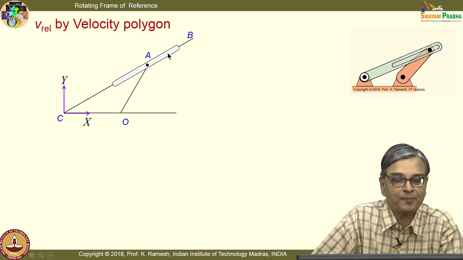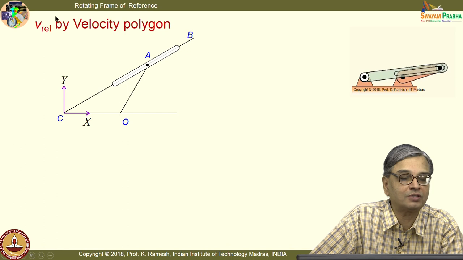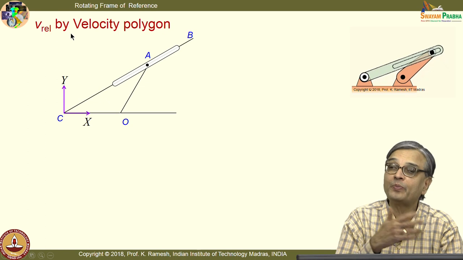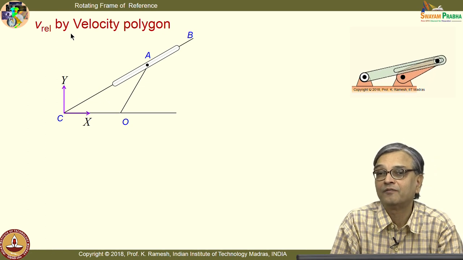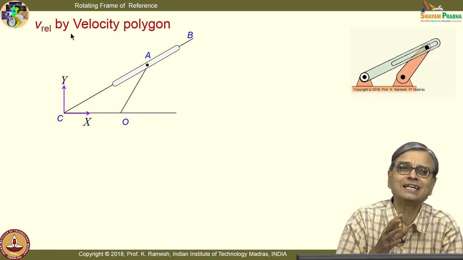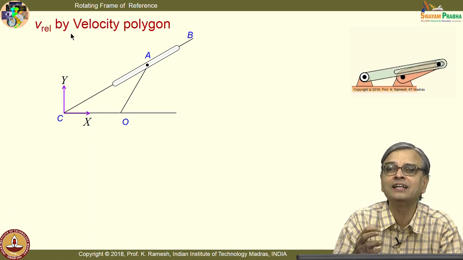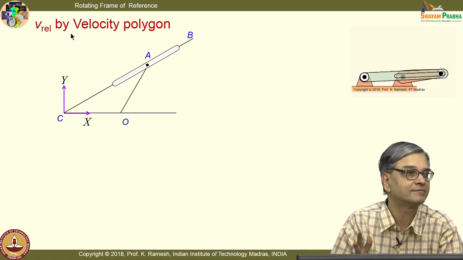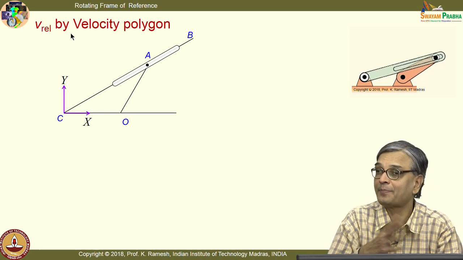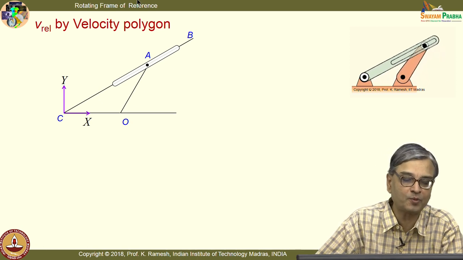You know, when I have a problem like this, there is no restriction that I should find out the relative velocity only by a rotating frame of reference. You could also bring in your velocity polygon approach and find out. The focus is that you try to understand what kind of motions happen in the problem that you are solving. The focus is on visualization first, not application of mathematics. Visualization is very, very important. That is why we take up very simple problems.